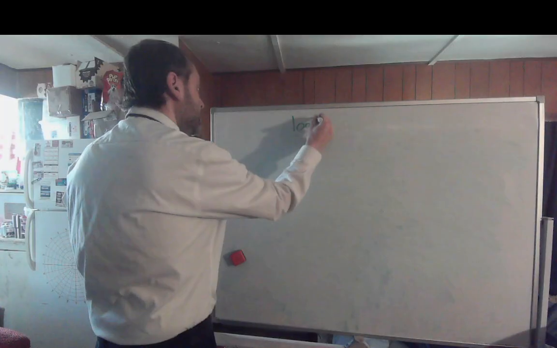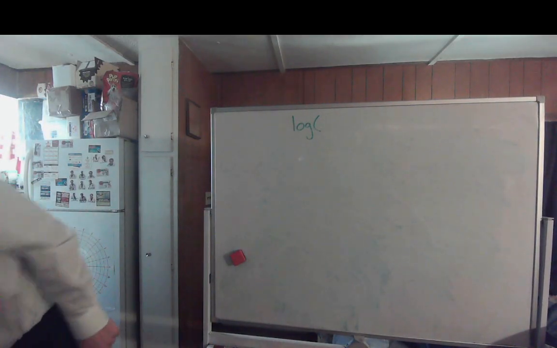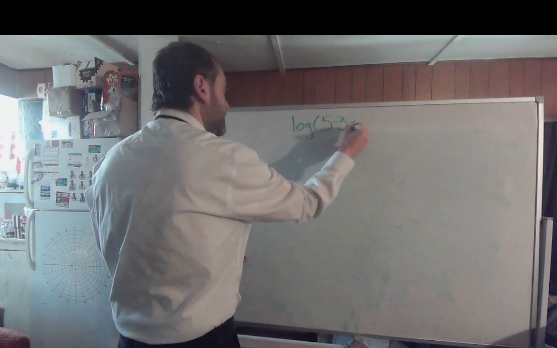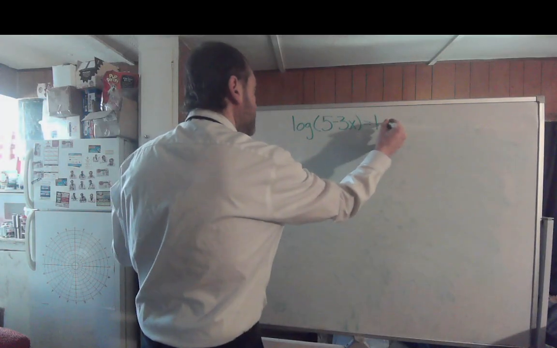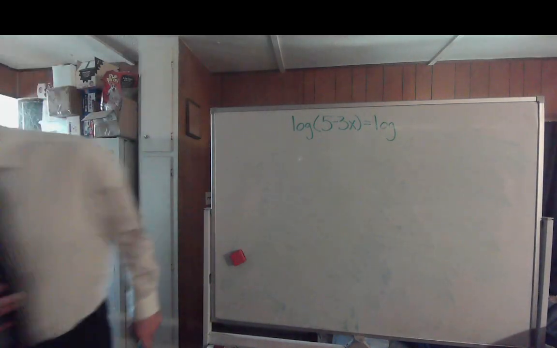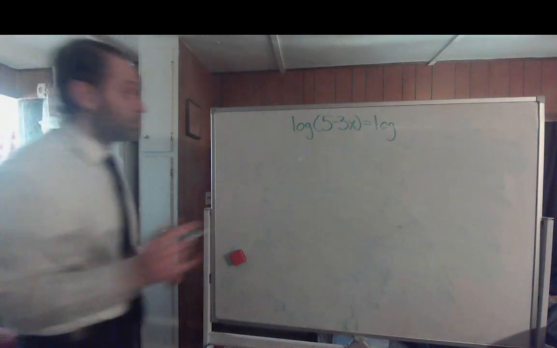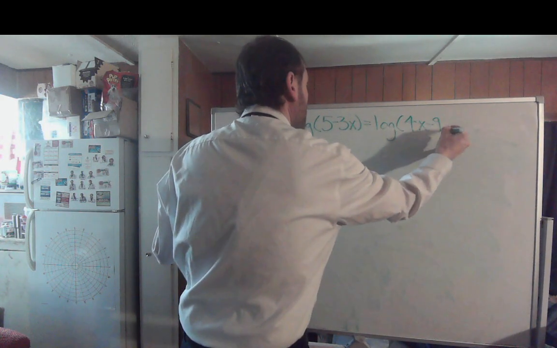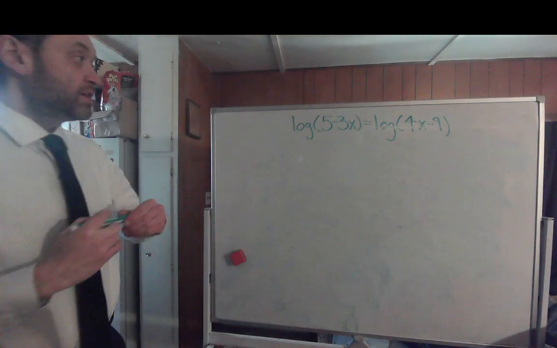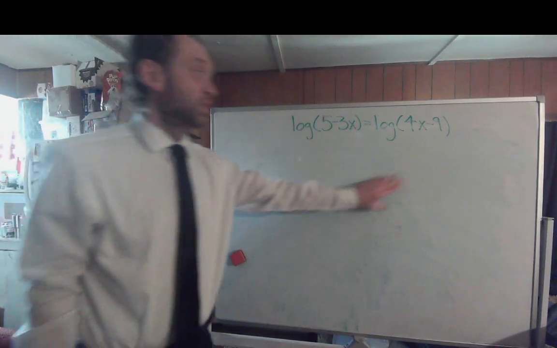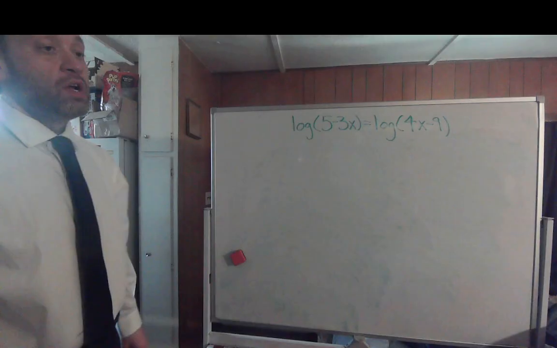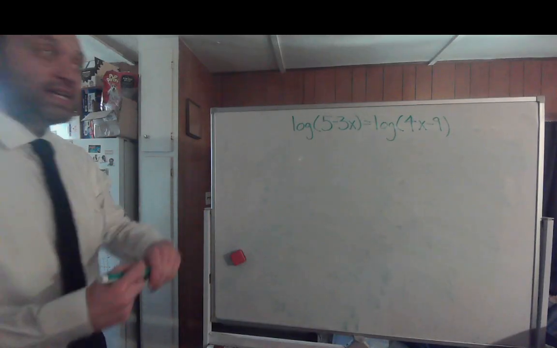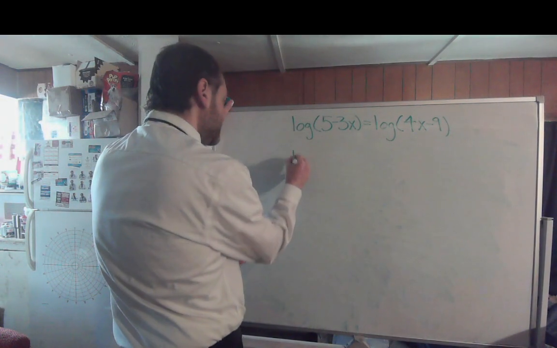Log of 5 minus 3x equals the log of 4x minus 9. Alright, so we have the log of 5 minus 3x equals a log of 4x minus 9. Well, this is a common logarithm, meaning it's base 10. So we got to take 10 to the power of both sides.